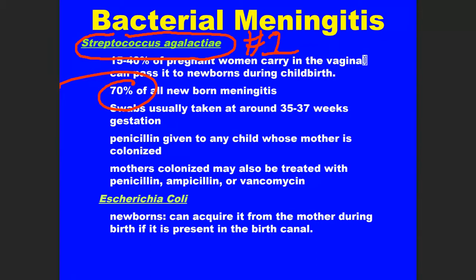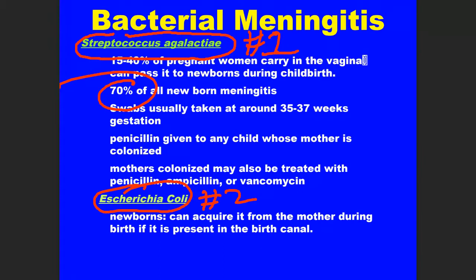Now, number 2 on the list, probably a distant second, is E. coli. Well, we have E. coli in our large intestine, and so, of course, pregnant women would also have E. coli in their large intestine, and it's usually released in feces.